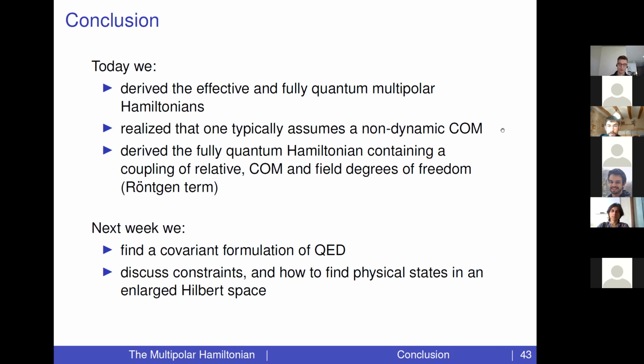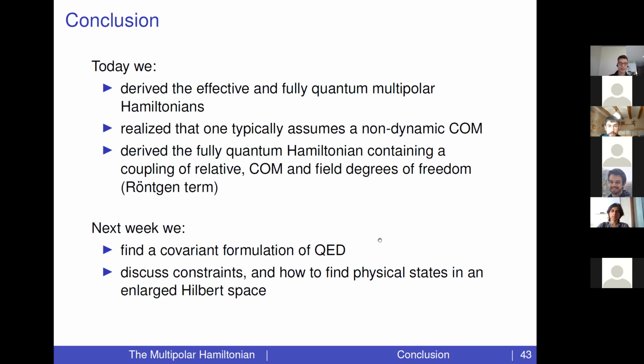And we saw this throughout the derivation of the quantum Hamiltonian, that we have not just the center of mass dynamics through delocalization, but we also have this Röntgen term that couples all the internal and external atomic degrees of freedom and the field degrees of freedom. We also saw that in principle, you can only in very few scenarios neglect this term.